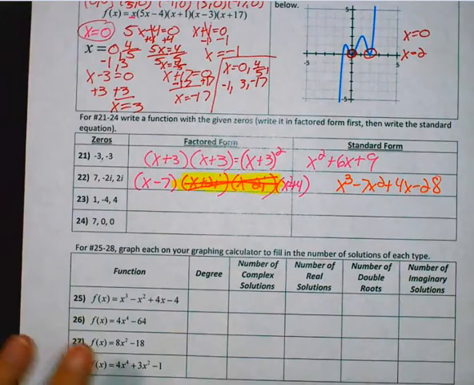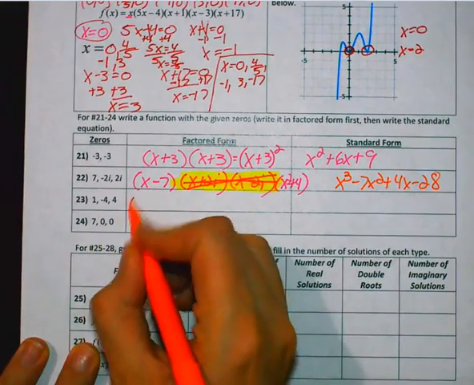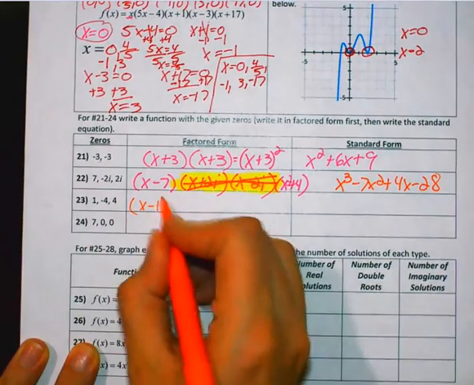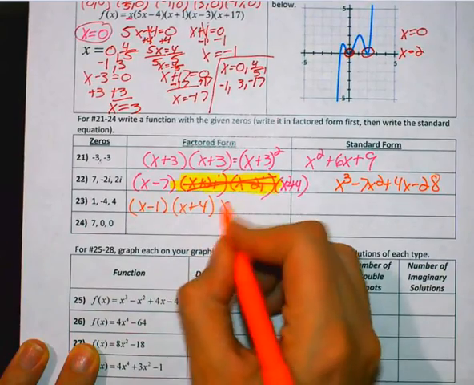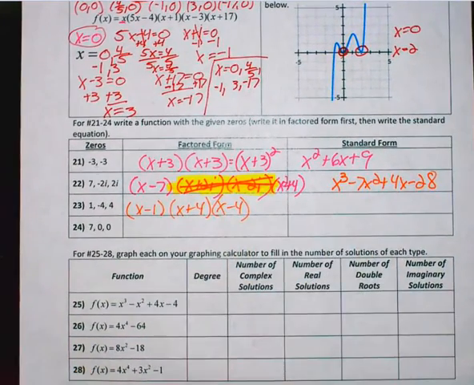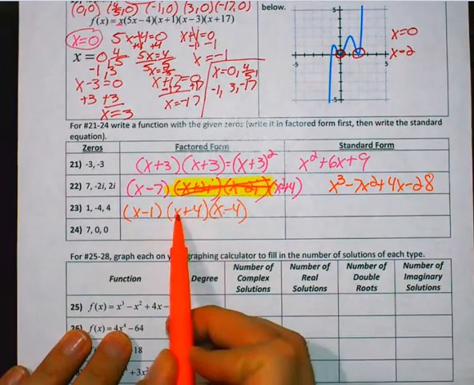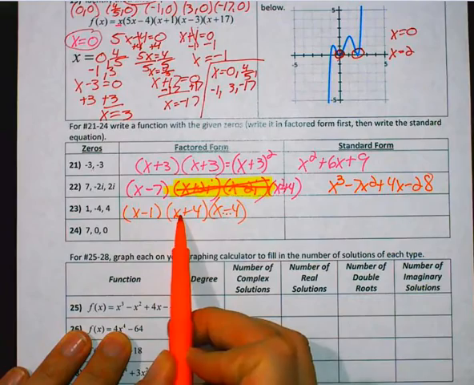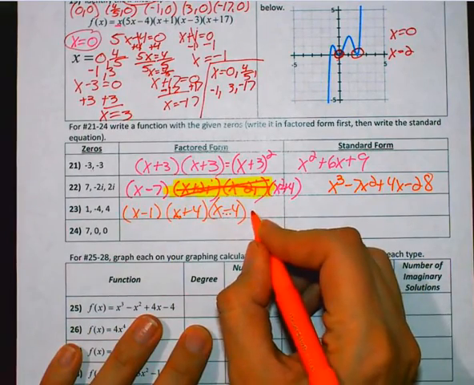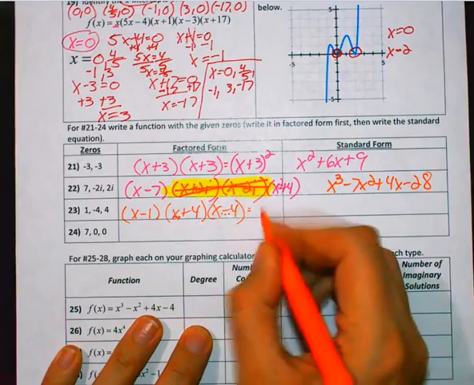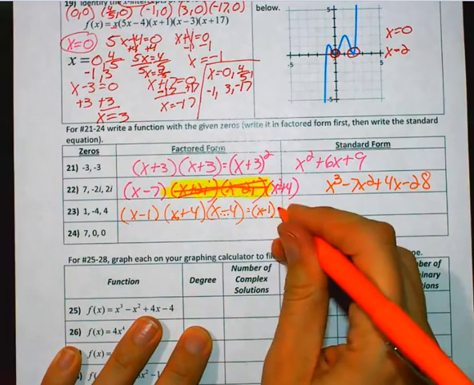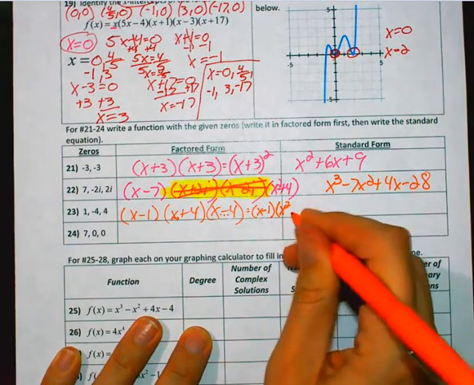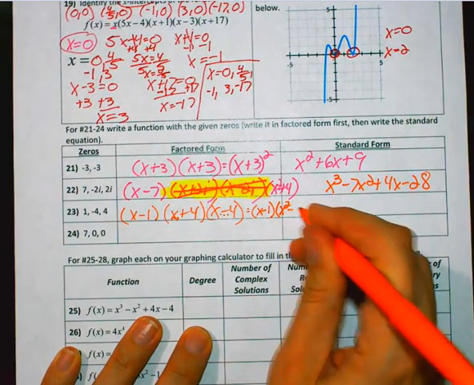All right, let's take a look at the next one. So I have x minus 1, x plus 4, x minus 4. All right, so right here, I recognize that as the difference of perfect squares. So I know that that should be written as x minus 1 times x squared minus 16.